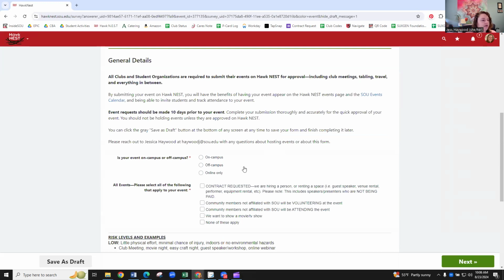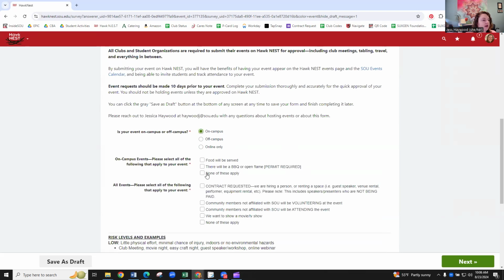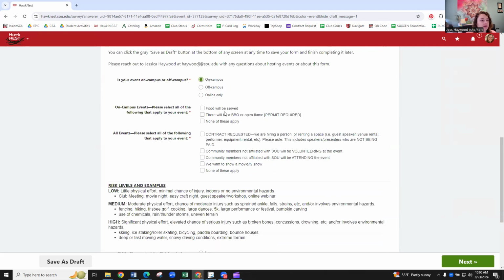So we're going to walk through all of these different options and just let you know what they mean and kind of walk you through if you're having food or if you need something special. The first question is where your event is being held. The answer to this question determines what is required regarding food, reservations, etc. So if you click on campus, you'll see it will pop up some more questions that apply specifically to on campus. The next piece we have is food will be served.